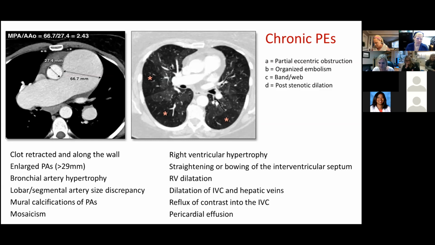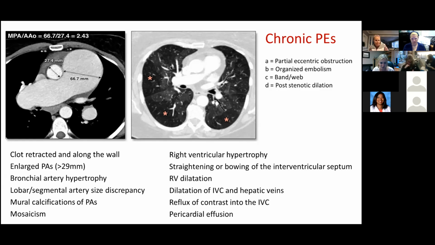I wrote down some things for the part of the audience that looks at the CAT scans. These are the things that you want to look at. In chronic PEs, the clot is usually retracted, and it's usually along the wall, not in the middle. You're looking at the enlarged pulmonary artery, usually more than 3 centimeters is very big. More than 1 centimeter is pretty big as well, but more than 3 centimeters is definitely very big. You're looking for bronchial artery hypertrophy, so I'll show you some examples of that. It takes a while for bronchial arteries to hypertrophy, and you can see it on the CT scan.